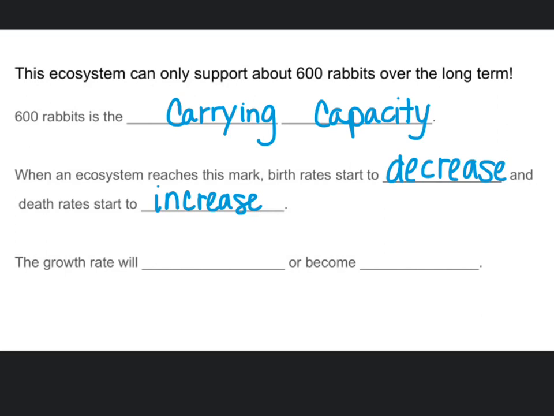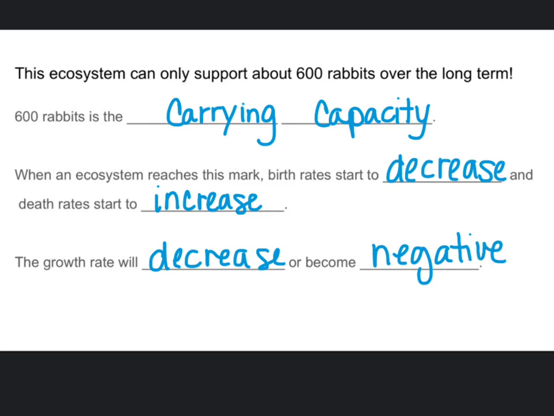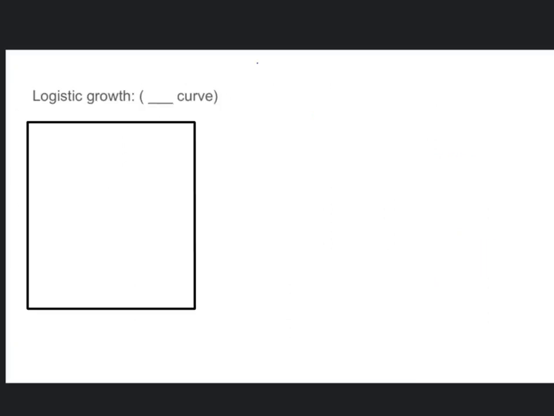Huh. Well, what happens if birth rates decrease and death rates increase? The growth rate decreases. And in some cases, the growth rate actually will become negative, meaning that the population is shrinking. So now we're going to talk about what happens a little bit more closely in the real world. Logistic growth, sometimes called S-curve growth. You have to use a little bit of imagination to see the S there. It's sort of an S that someone sat on, but it looks like this.